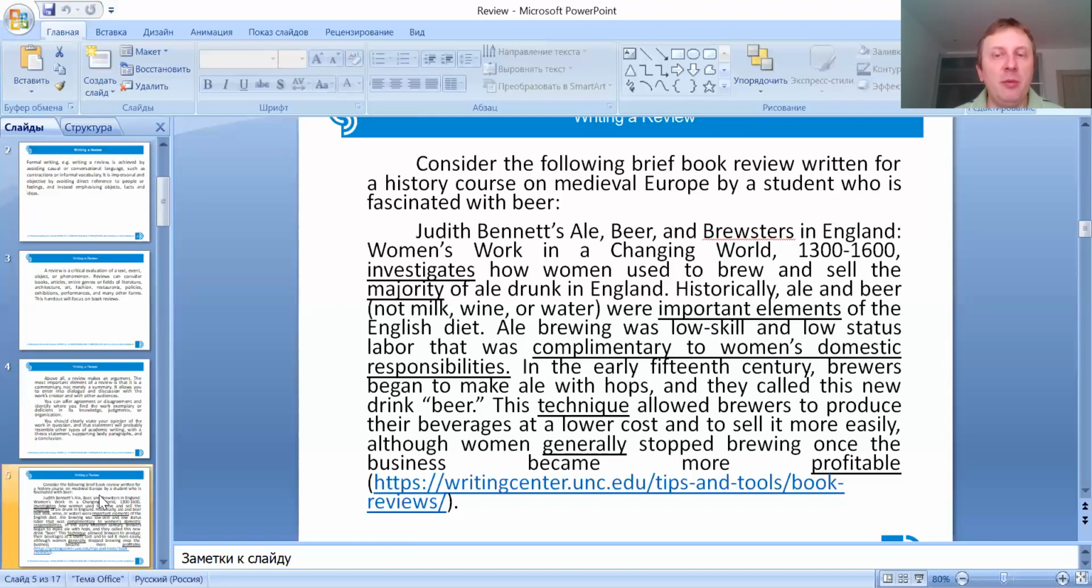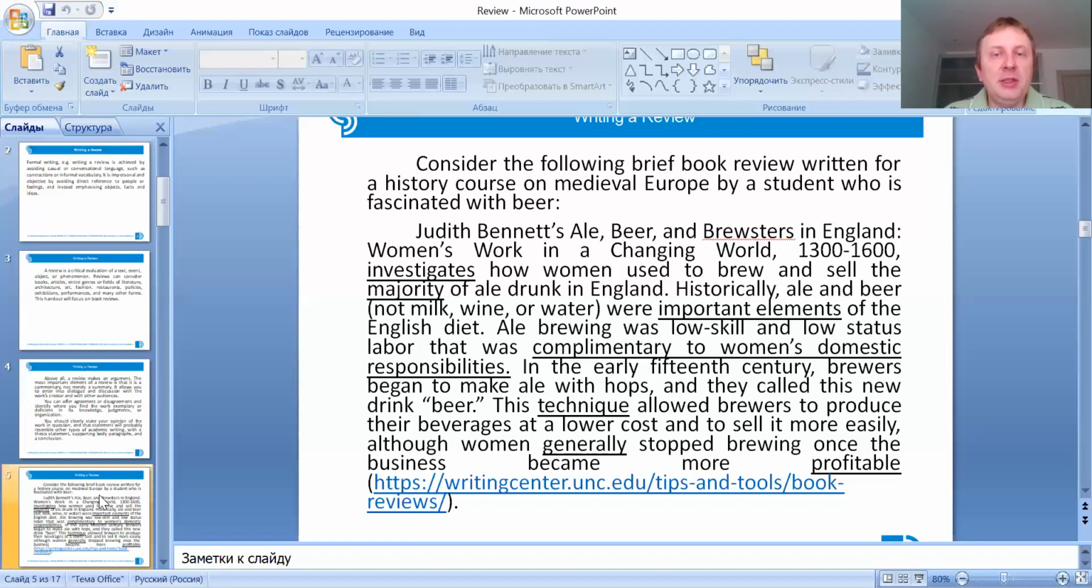is a formal word combination. Important elements. Labor that was complementary to women's domestic responsibilities. We can see these examples of formal words. This technique, and such a word as generally. Profitable. So these words actually refer to the formal style that you are supposed to use in a review.